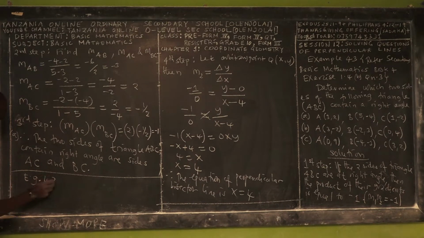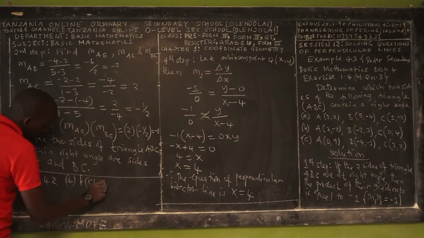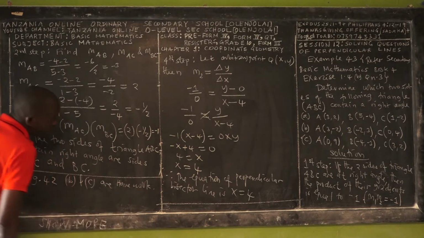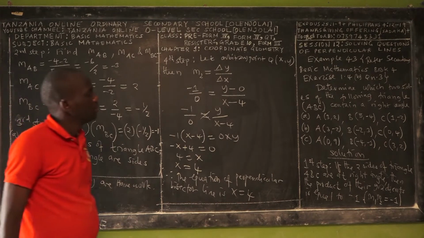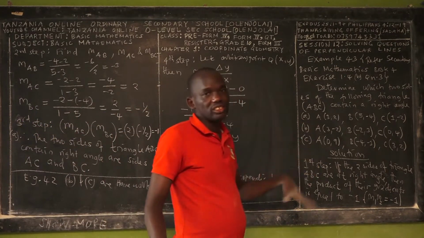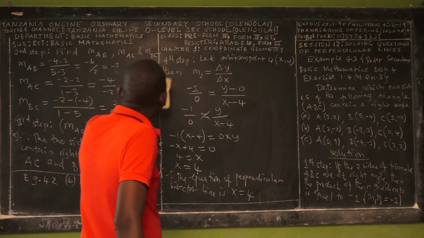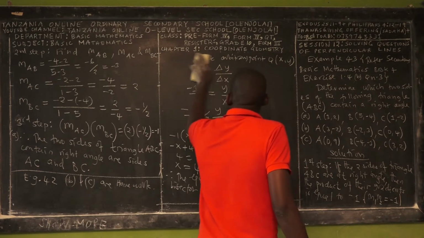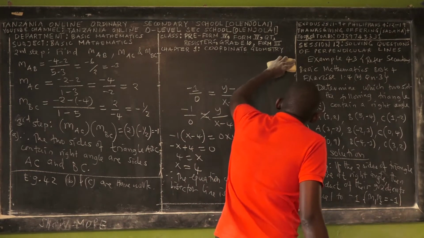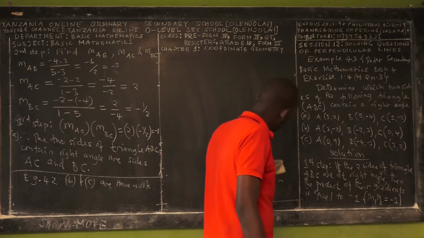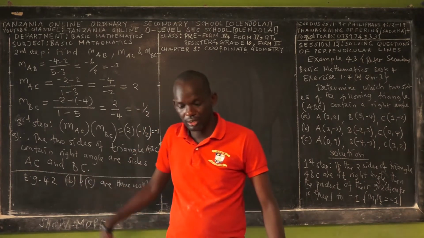So example 43, Roman B and Roman C are homework. You can do it now. Okay, so before I leave another homework, ladies and gentlemen, do you understand the solutions of example 43? If the answer is yes, let me know in the comment section below.